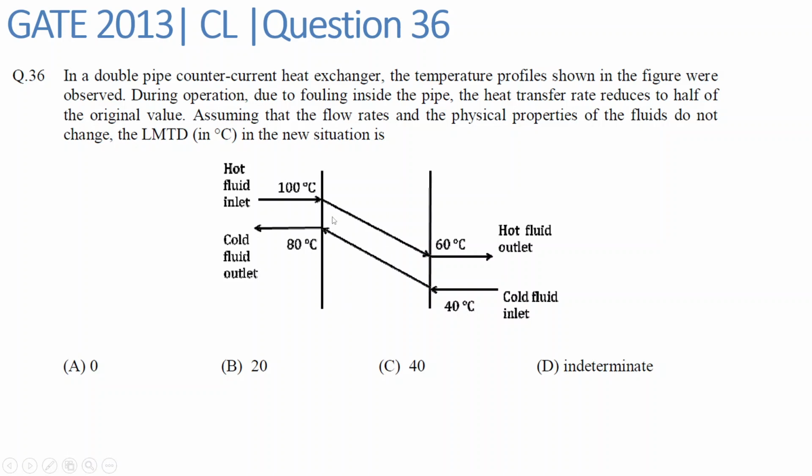In the next question we have been given a double pipe counter current heat exchanger, and the temperature profiles shown in the figure were observed. During operation, due to fouling inside the pipe, the heat transfer rate reduces to half of the original value, that is, Q2 is equal to Q1 upon 2. Assuming the flow rates and the physical properties of the fluids do not change, we have been asked to find the LMTD in the new situation.